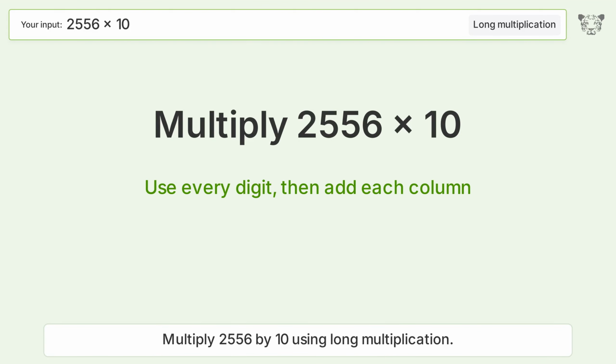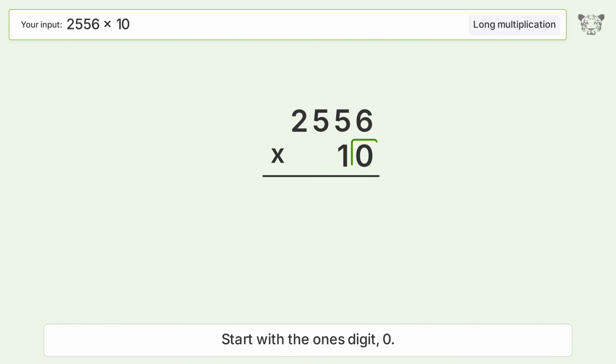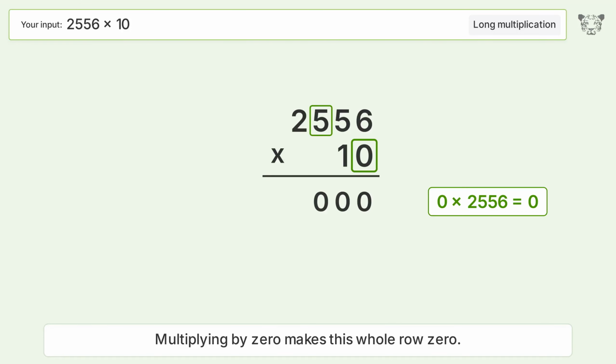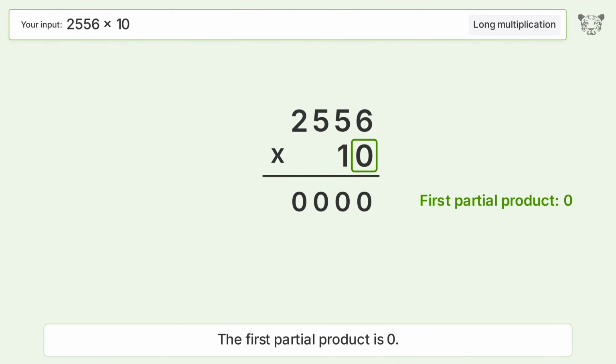Multiply 2556 by 10 using long multiplication. Start with the ones digit, 0. Multiplying by 0 makes this whole row 0. The first partial product is 0.